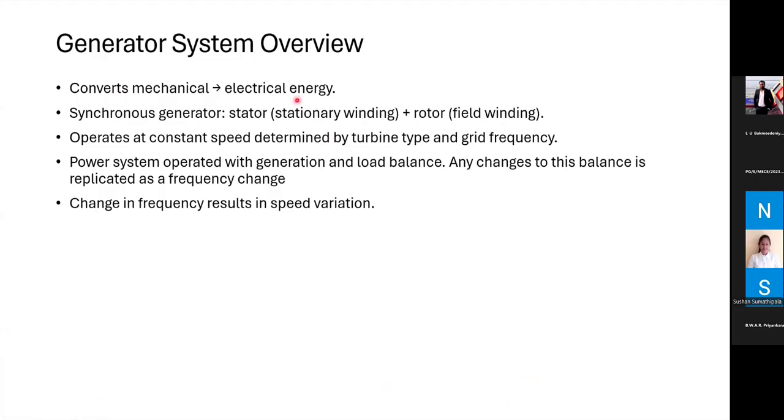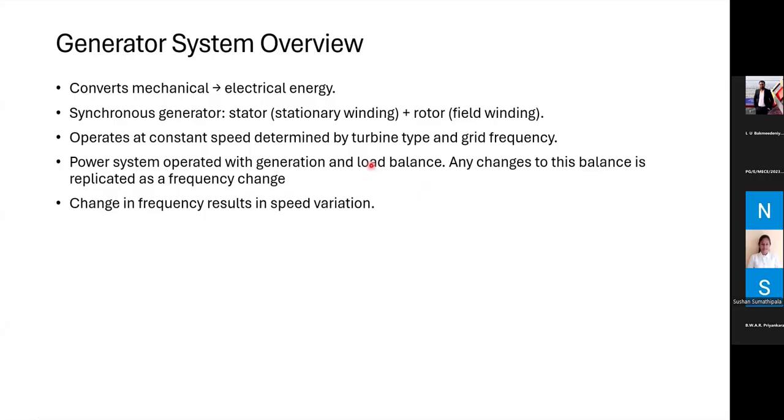The generator converts mechanical to electrical energy, and synchronous generators use a stator stationary winding, and the rotor is the field winding or the rotating winding. It operates at constant speed determined by turbine type, grid frequency, and power system. The power system is operated with generation and load balance. Any change to this balance is replicated as a frequency change. So that's the main principle of power system generation, that the generation and the load should be balanced.